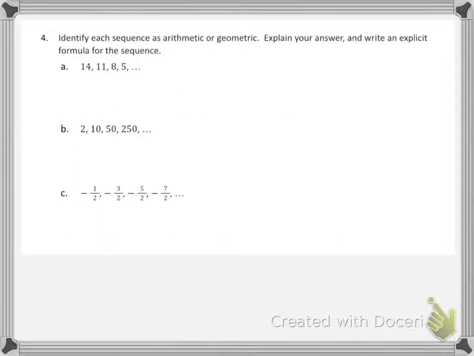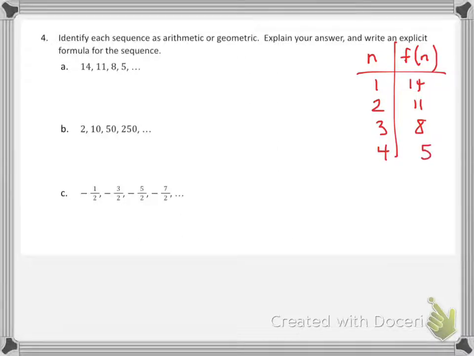Number 4, identify each sequence as arithmetic or geometric. And you can see this by what's happening. If you make yourself a table, I would suggest a table is probably the best way to make sure on these. And in a testing situation, I would make sure. So the first term is a 14. The second term is an 11. The third term is an 8. The fourth term is a 5. And then I just check it.